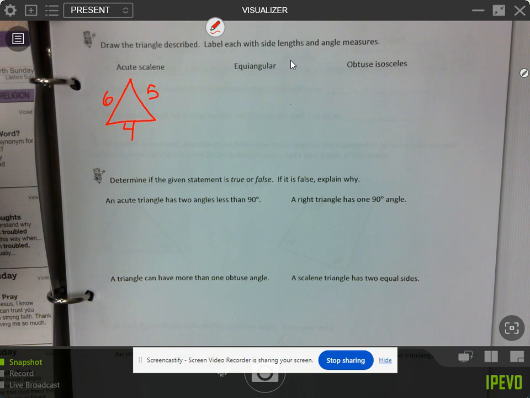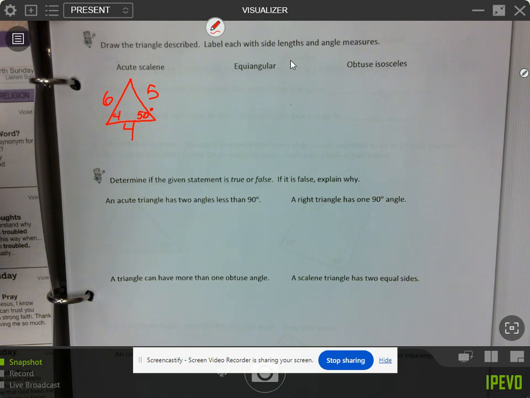And I'm going to put in some angle measurements. They all have to equal 180 degrees. So if I said this was, let's say, 50 degrees, what might I put for my other angle? What's a degree measurement that I could put in? Layla? Do I want them to be the same?